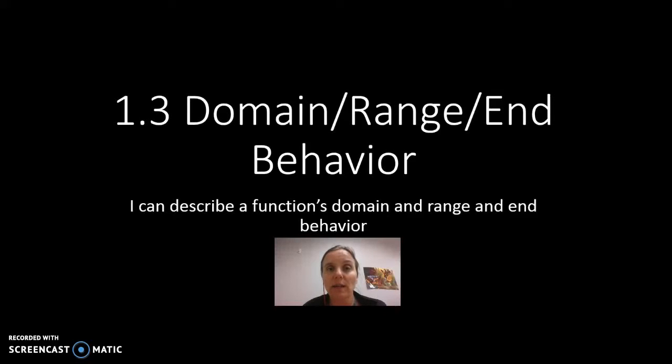I'm a teacher at Edina High School, and today's lesson is about finding domain, range, and end behavior using interval notation to describe a function's domain and range.